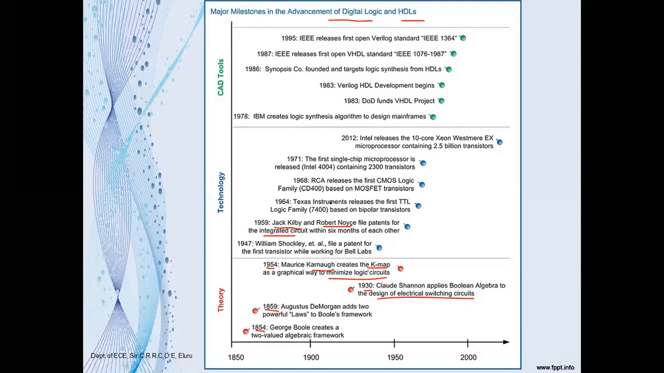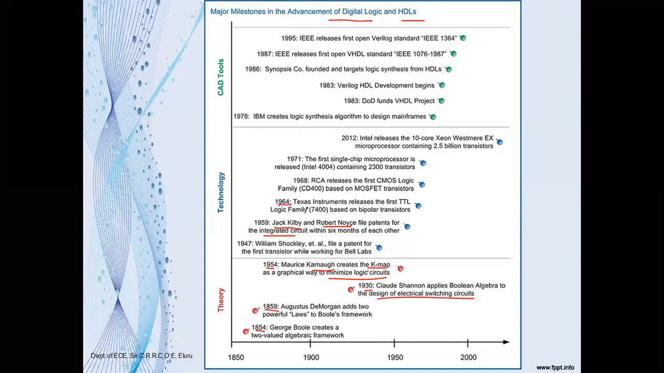February 1959, titled Miniaturized Electronic Circuits, while he was working for Texas Instruments. Robert Noyce also filed a patent, second to Kilby, for the integrated circuit, titled Semiconductor Devices and Lead Structure, in July 1959. So Jack Kilby and Robert Noyce were the fathers of the integrated circuit. The first integrated circuit model was proposed by these two scientists.